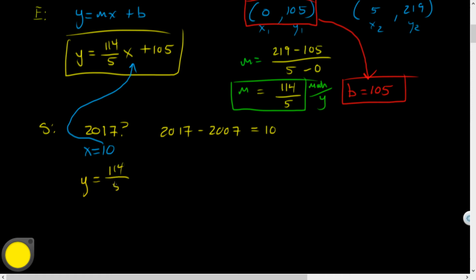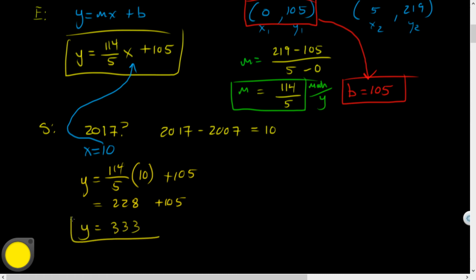So y equals 114 fifths times 10 plus 105. 10 divided by 5 is 2. 2 times 114. Let's add those numbers together. Cameron's got his calculator that he's using very properly. Plugging in numbers, I get 333 is y.